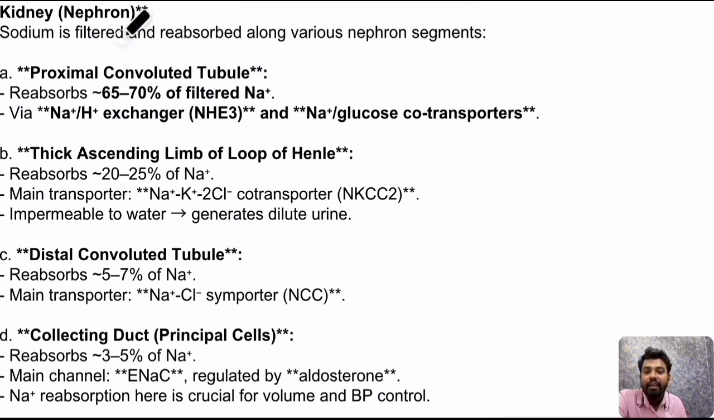Then kidney nephrons, 65 to 70% of your filtered sodium is absorbed here, and thick ascending loop of Henle, where 20 to 25% is absorbed. NKCC2 channel, it is a very important channel. Distal DCT 5 to 7%, and collecting duct 3 to 5% is ENaC and regulated by aldosterone.